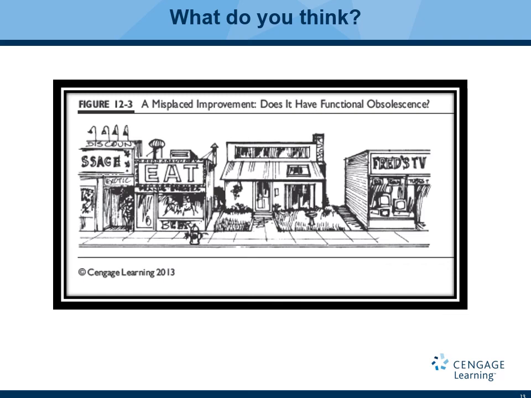So take a look at this picture right here. We've got, it looks like a commercial area, a place where you can eat, get a beer, buy a TV. Looks like maybe a massage, exotic dancing. I don't know what's going on the street. But we also have, it looks like a residential home slap dab in the middle of all of it. So would this be an example of functional obsolescence or not?